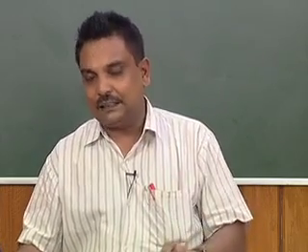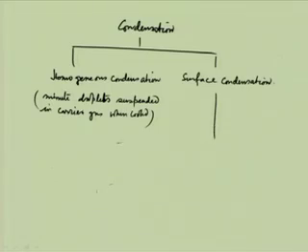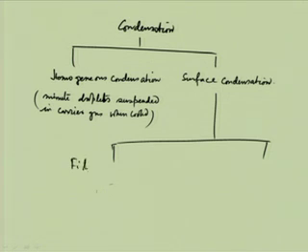Now, this condensation is of more importance to us, because in heat transfer situations we usually go by the surface condensation methods. This surface condensation can again be divided into two parts. One is called film condensation, and another is called dropwise condensation.